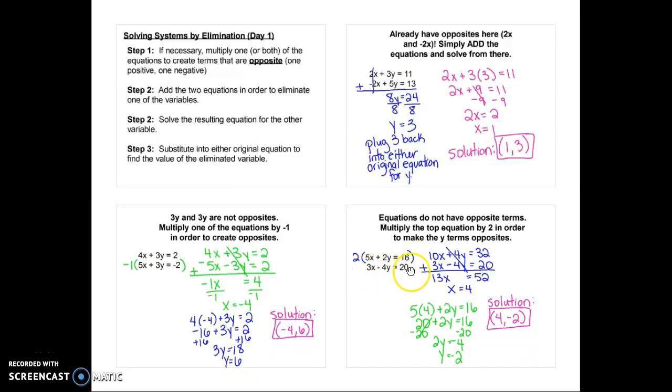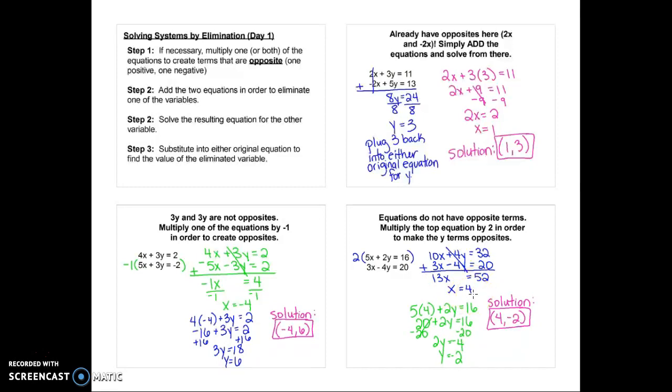Now, our second equation, we're not changing anything about, so you just rewrite it. You have 3x minus 4y equals 20, exactly the same as what it was. Now that you've made your opposite terms, you can just add these together. 10x plus 3x is 13x. Your 4y and your -4y cancel, they eliminate like we wanted them to. And 32 plus 20 is 52. Now it's a one-step equation. 13x equals 52, so x equals 4.